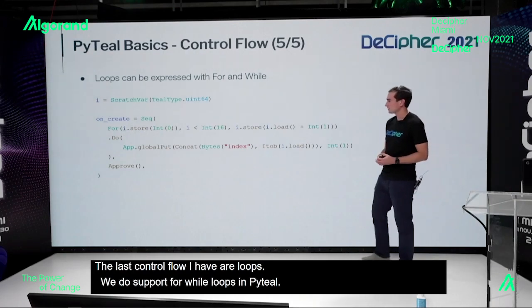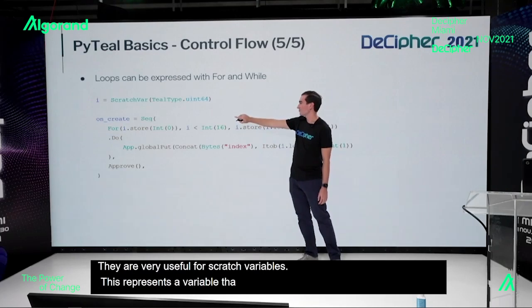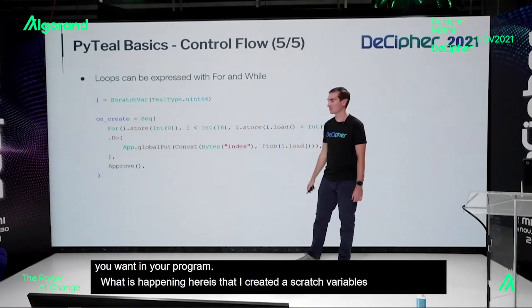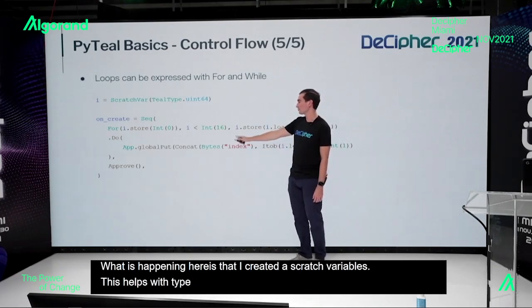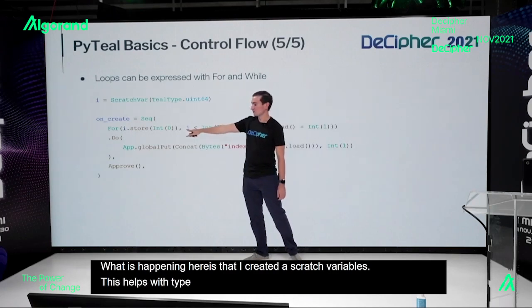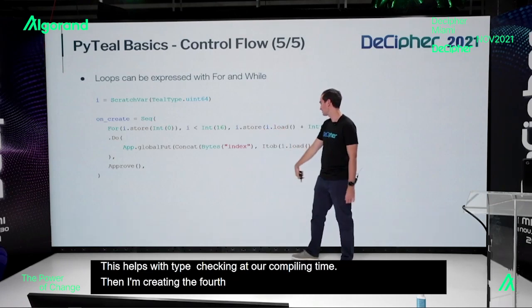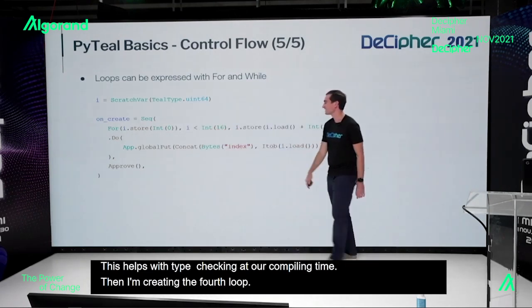So what's happening here is I created a scratch variable, and I'm saying that it will hold a uint64, and this just helps with type checking at compile time. And then I'm creating a for loop. I'm setting the initial value to 0. I'm going until it's less than 16. I think this is a typo. This should actually say i.load is less than 16.